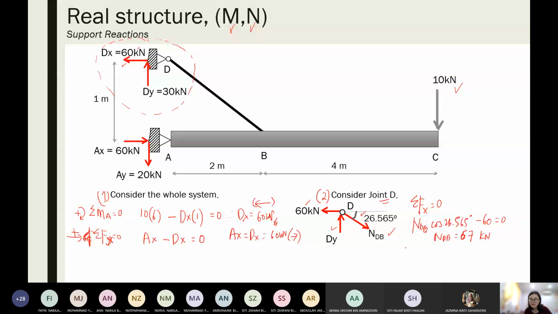Then I can proceed with summation Fy, because I still intend to get my Dy. So now Dy minus NDB sin 26.565 equal to 0. So here I will get my Dy. Can anyone help?